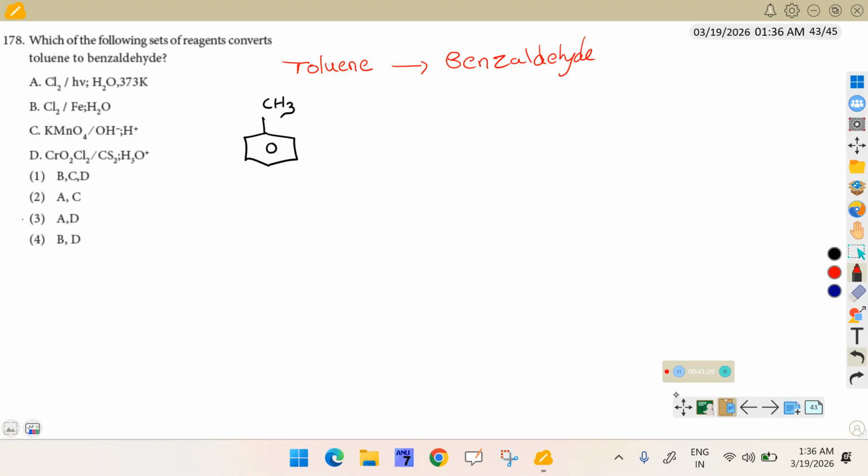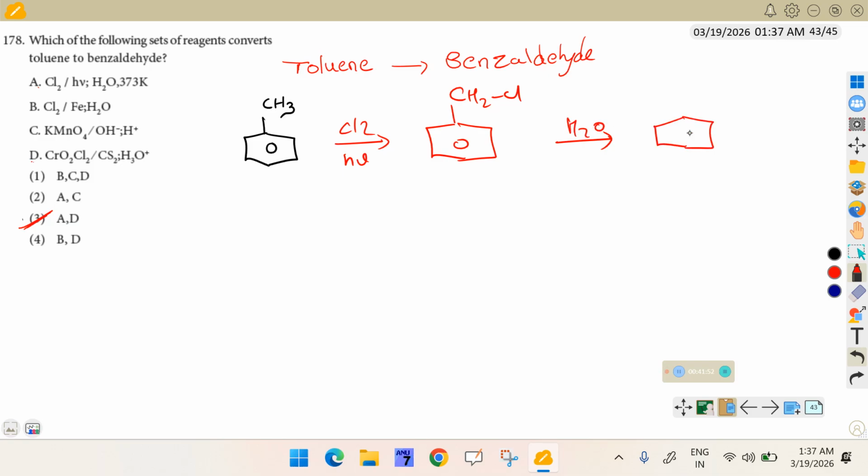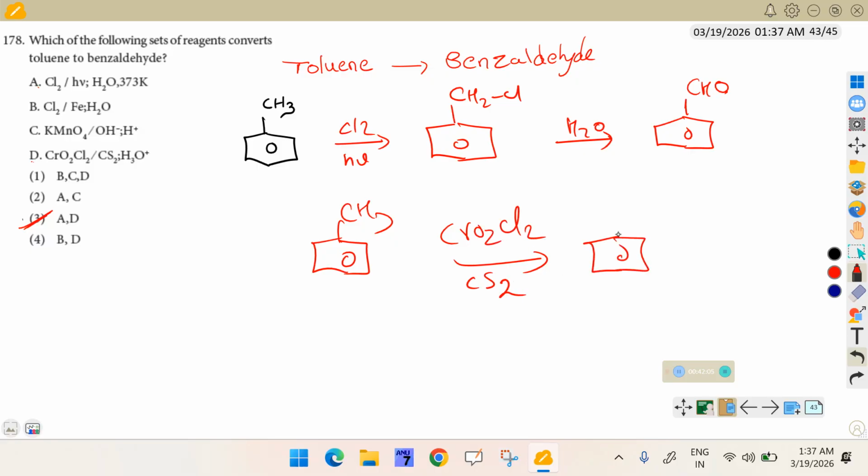Which of the following sets of reagents converts toluene to benzaldehyde? Option A converts, and D also converts. Third option: Cl2 with h nu gives benzal chloride, which on further hydrolysis gives benzaldehyde. Toluene also reacts with CrO2Cl2 in the presence of CS2, which gives benzaldehyde.